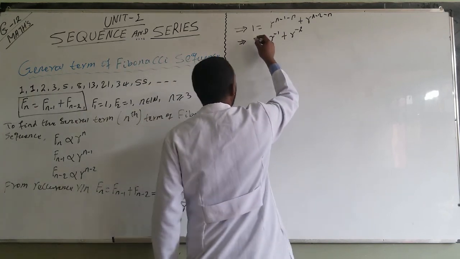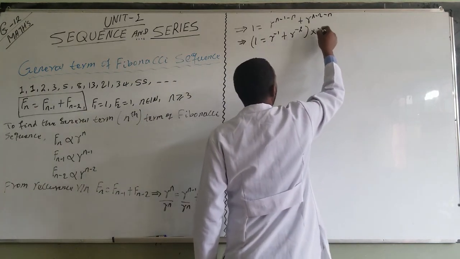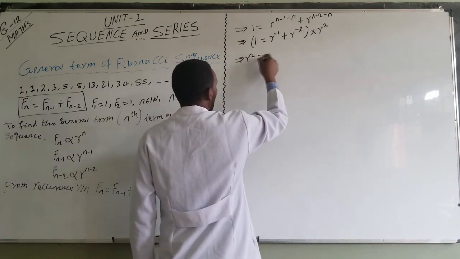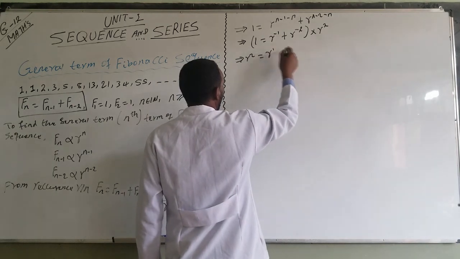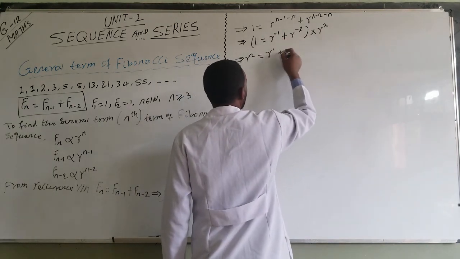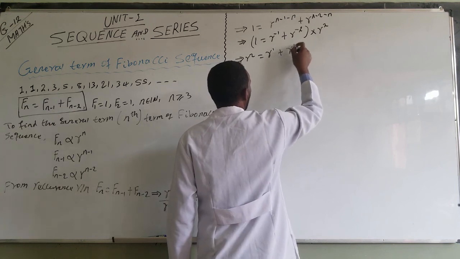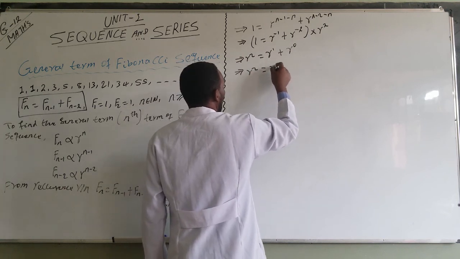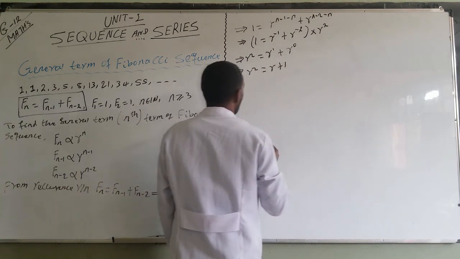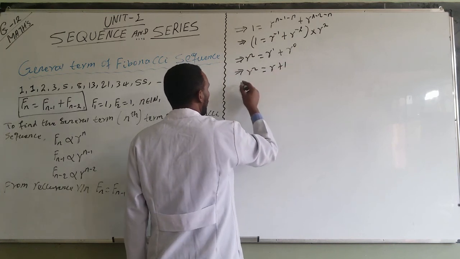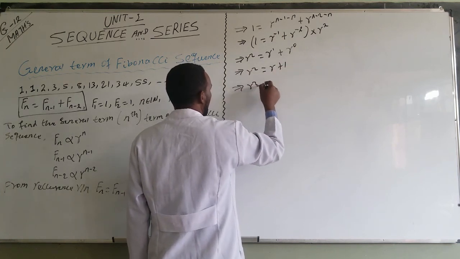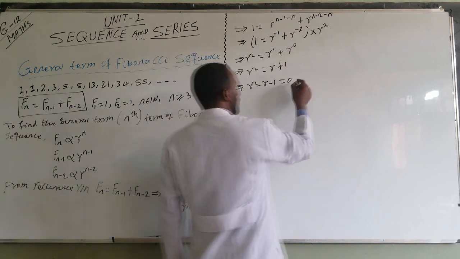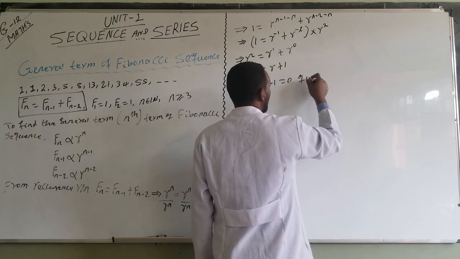Then when we multiply this by r square, this becomes r square is equal to r to the power of 1 plus r to the power of 0. This implies that r square is equal to r plus 1. When we move these terms to the left hand side, it becomes r square minus r minus 1 is equal to 0. This equation is a quadratic equation.